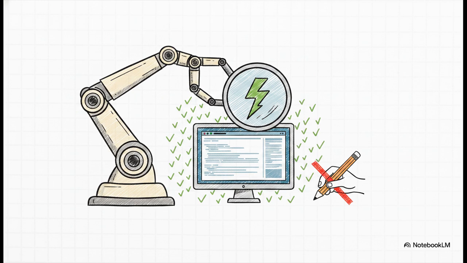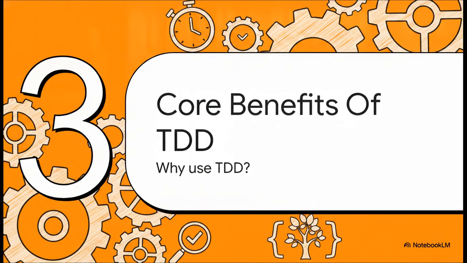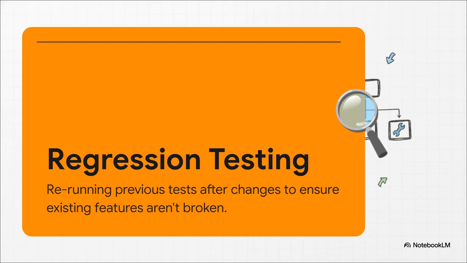So, to summarize this section, the engine of TDD is a rapid, automated cycle of identify, test, fail, implement, and repeat. Let's jump into Section 3, the core benefits of TDD. Why do developers willingly put themselves through this rigorous cycle, and what value does it actually bring to a team? Before we list out all the benefits, we absolutely have to define a vital concept: regression testing.